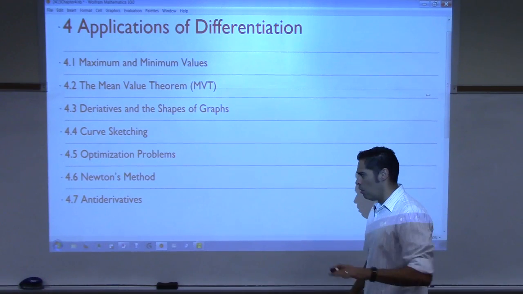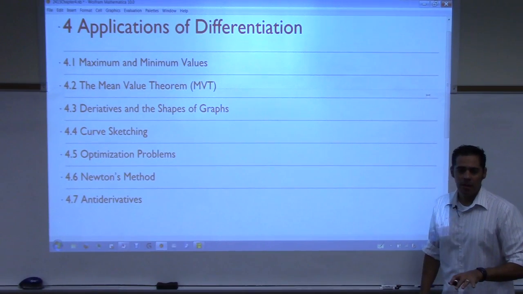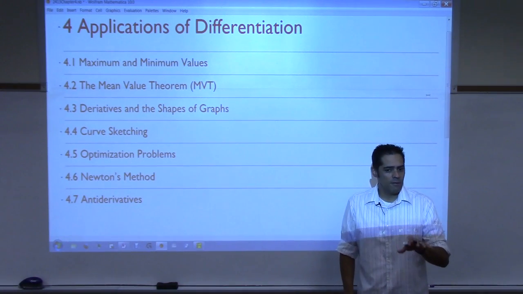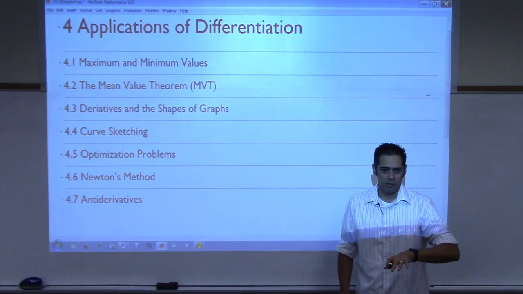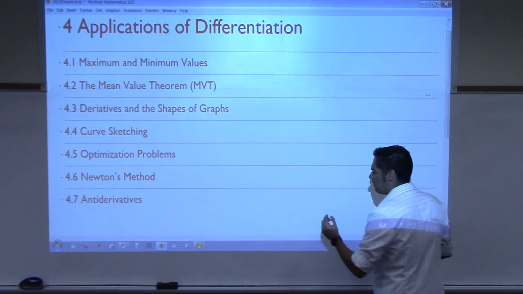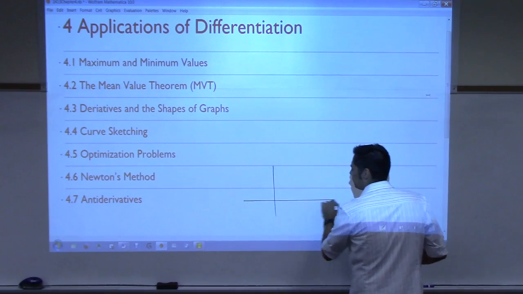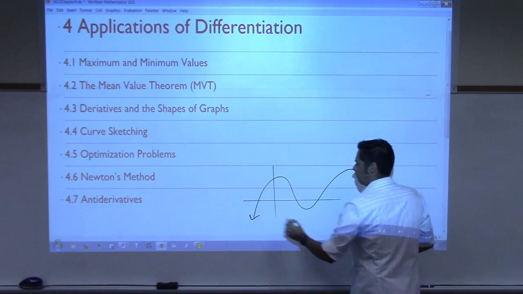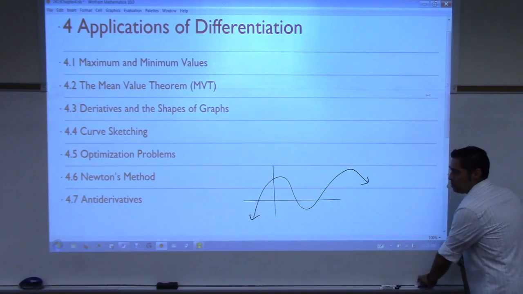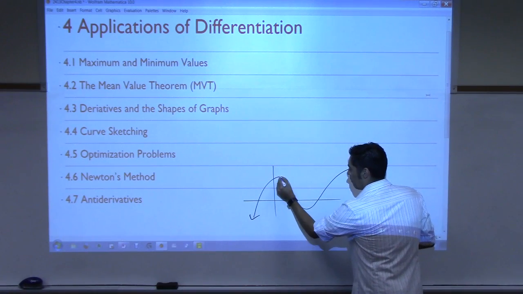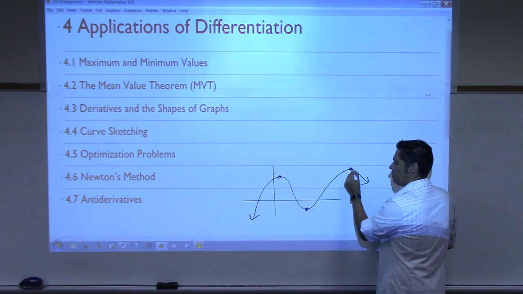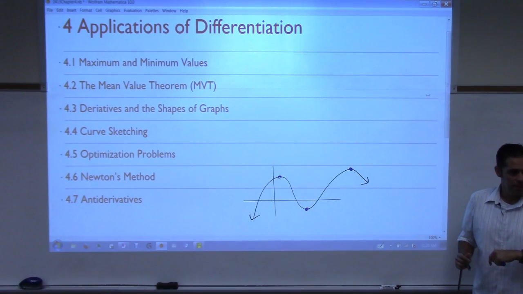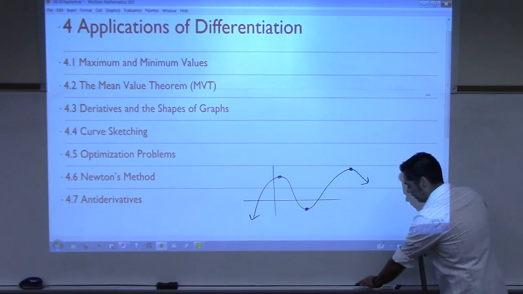The main goal here is that if somebody gives you a function, you can find the highest and lowest values on that function. So if I graph something, like let's say I have some graph, our main goal is to be able to identify those points, which would be the little peaks and valleys of the function. That's one of the main goals here.